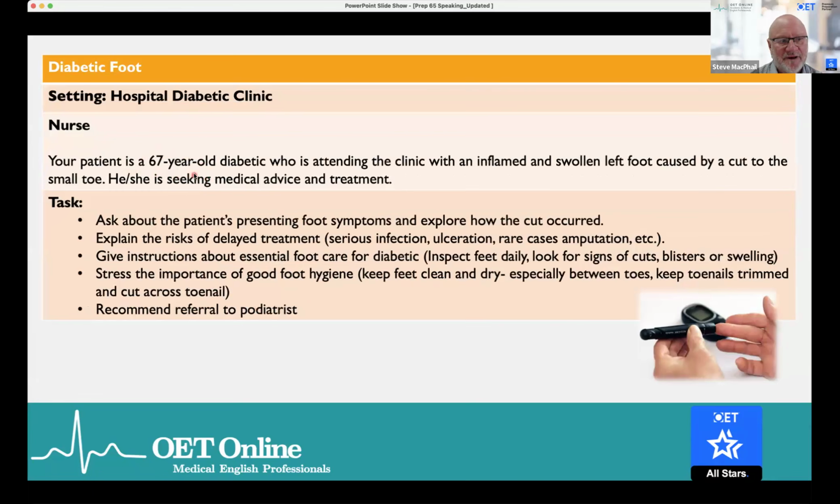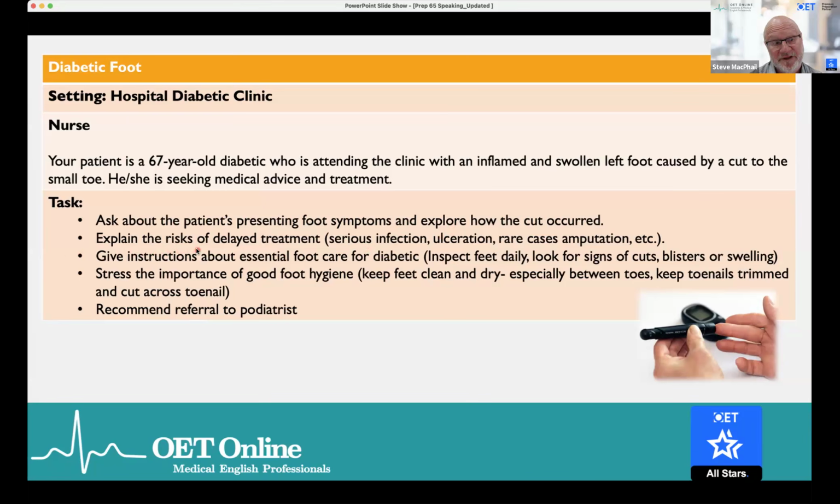Your card has the same background. You've got this patient with the inflamed and swollen foot, and the patient is seeking medical advice. So your task, ask about the patient's presenting foot symptoms and explore how the cut occurred. I like this word explore. That means you've got to ask several questions, right? A lot of people rush through this, don't ask enough questions, right? So you've got to ask enough questions.